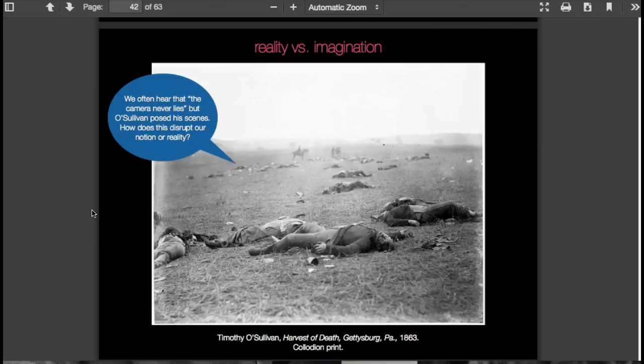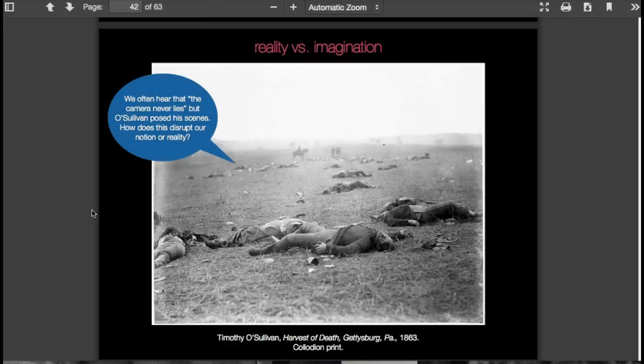But there's also this concept, because we're so used to this idea of reality, that photos capture it, that we can manipulate reality. We can use photographs as propaganda. We can use them as marketing. And we can kind of tell lies with a camera. An example of this is Timothy O'Sullivan's work.